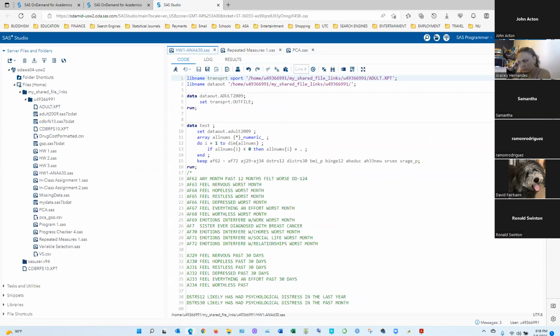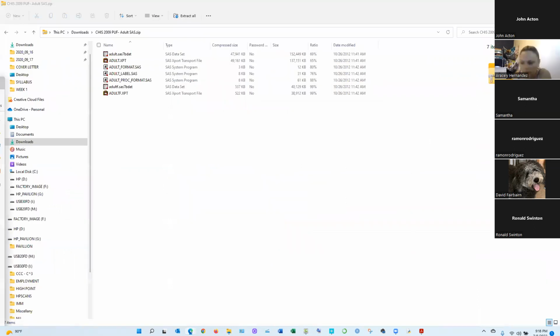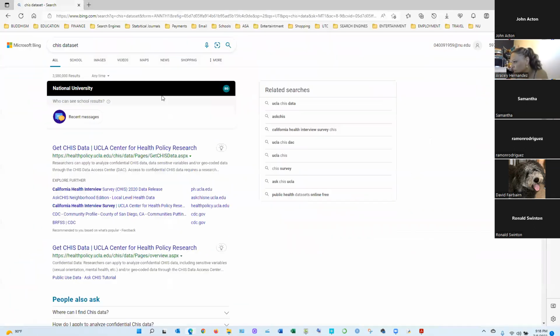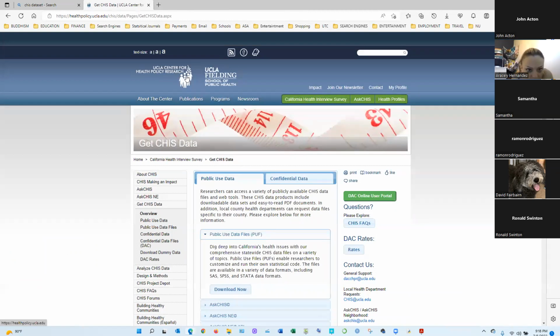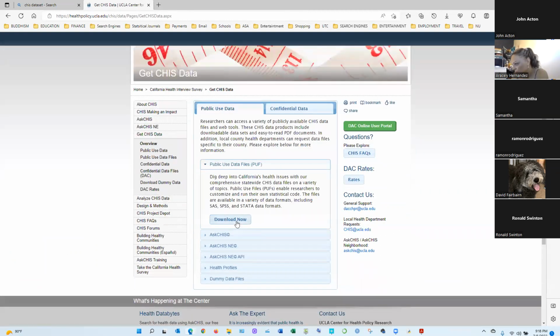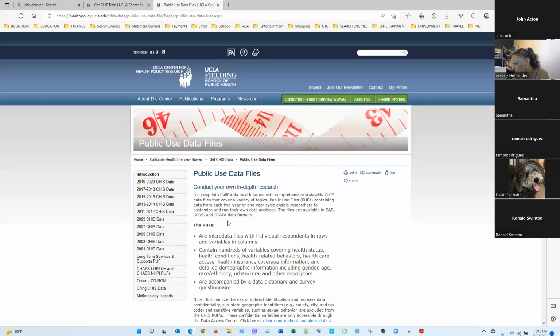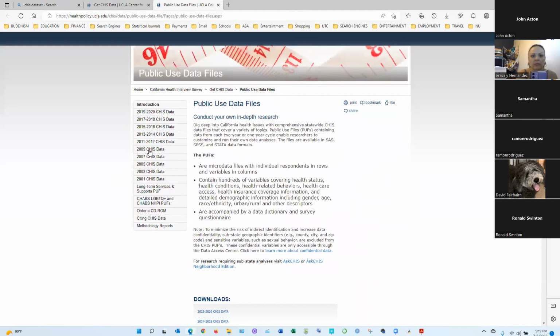I thought that we have to go to the remote one, but I couldn't even access that. What I did, I went to this website, the CHIS data set, and UCLA Center for Health Policy Research. When you want to download data, it's public use data. Download now. I already signed up for that one. You give the name and email address and sign up. And 2009 CHIS data.